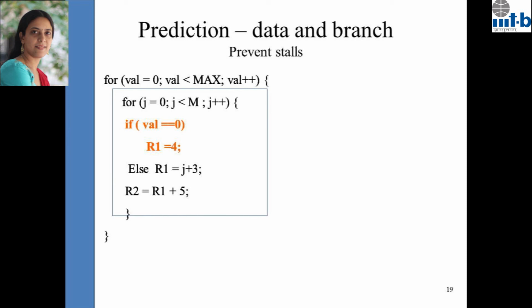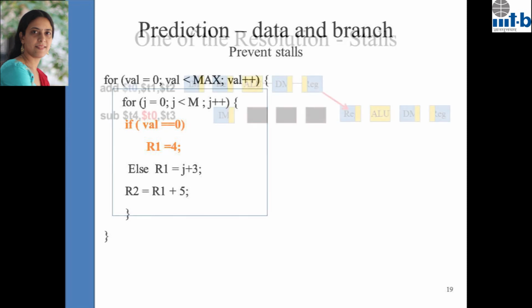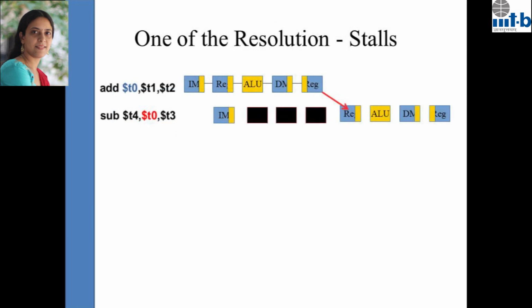The second thing that we want to predict is the value itself, right? Like in the previous example, can we predict the value of T0 itself? For example, in this second one that I have highlighted, if val is 0, R1 is always going to be 4. So if I keep seeing this pattern multiple times, I can probably predict that R1 is going to be 4 and do my calculations. If I'm wrong, we will remove it later on. But at least for a first prediction, can I predict that value? That way we can prevent these stalls. I can assume the value of T0 and move ahead with my calculations.